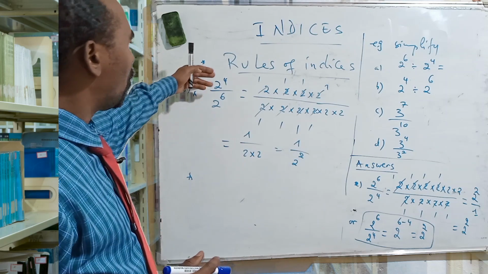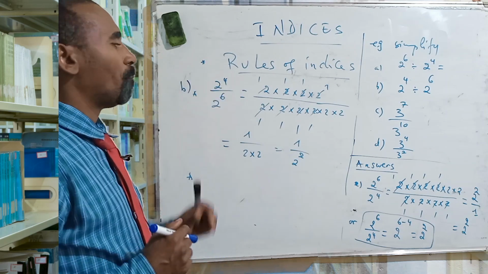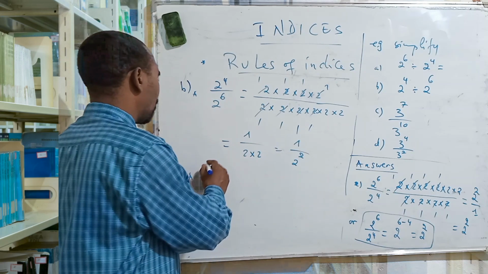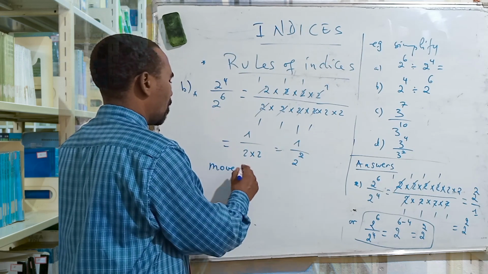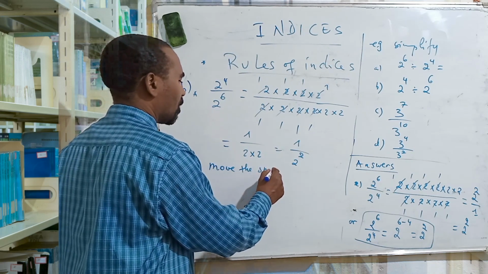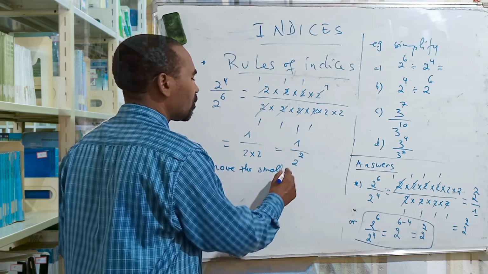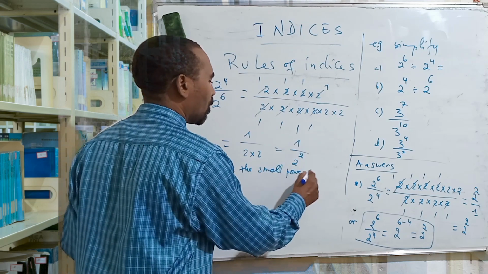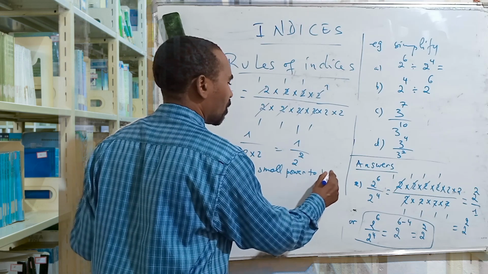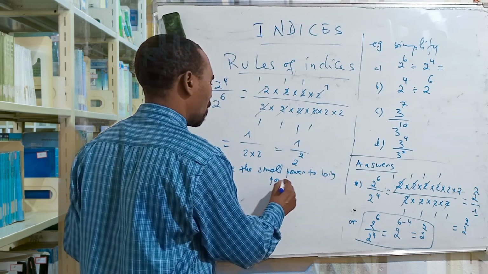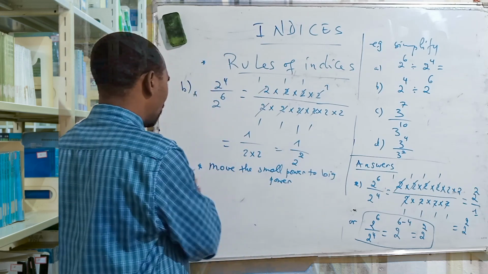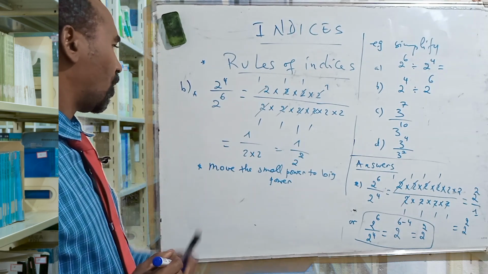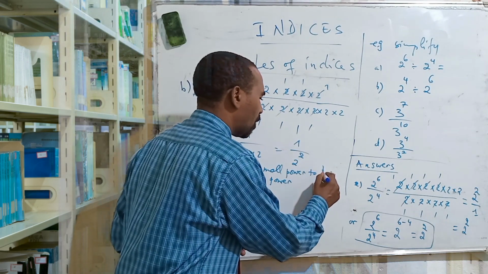Using the rule now, if you want to get the final answer in positive power, you take a rule to move small power to big power. Move the small power to big power. This theorem will help us to remain with positive powers.